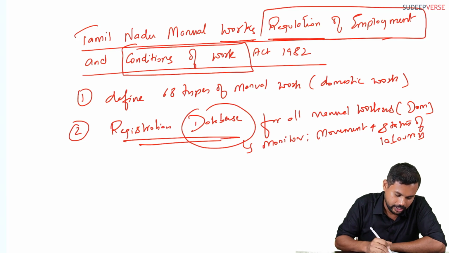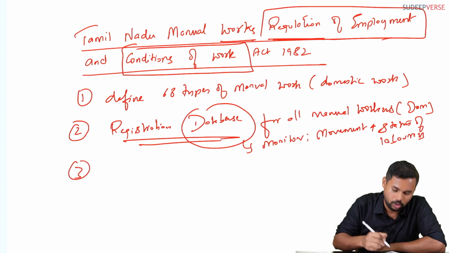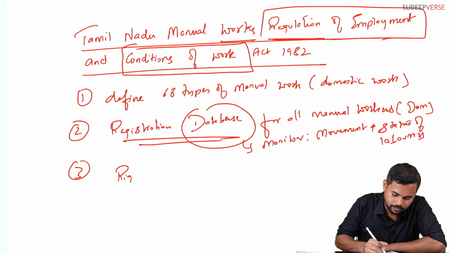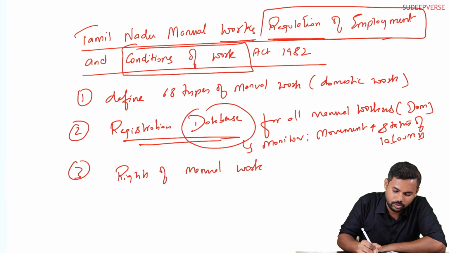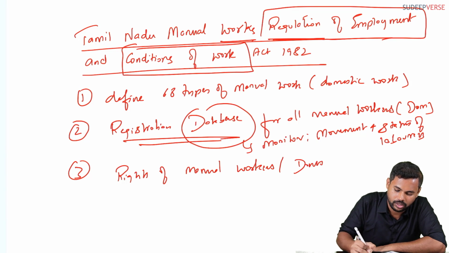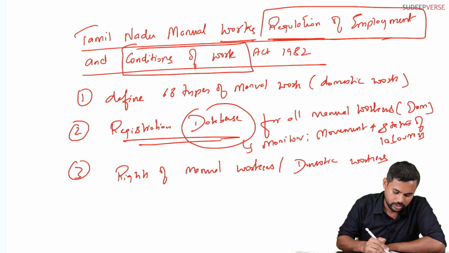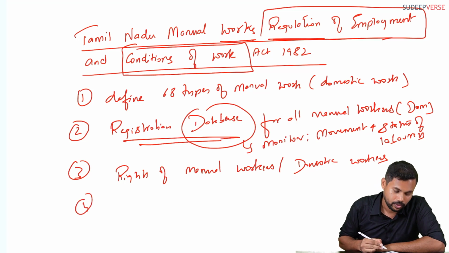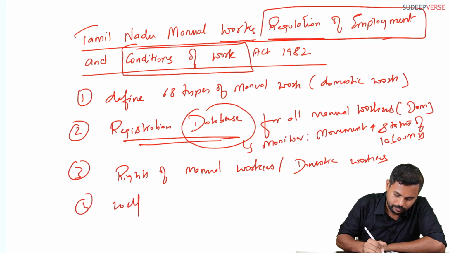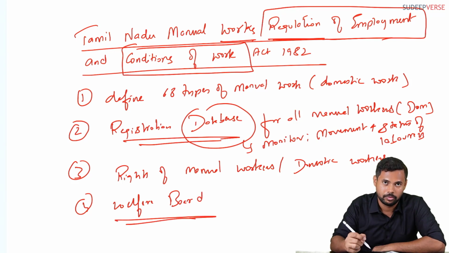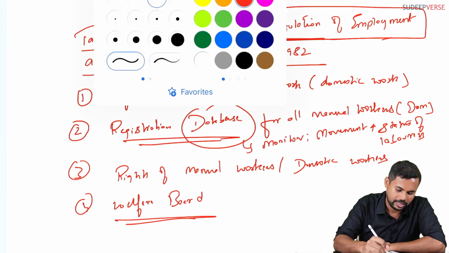Okay, the third is that this act also talks about the rights of manual workers as well as domestic workers. That is the third point. The fourth is they also set up what they call a welfare board, which looks after the welfare of these laborers. So broadly, four things that this act does.